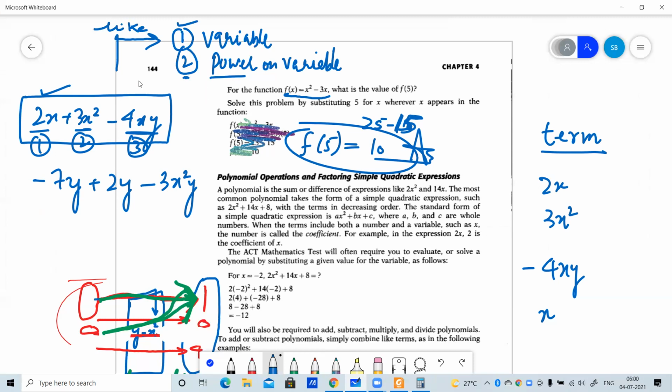Okay, I see. So if it is 2x and 3x squared, well, the variable is same, x and x, but the power is different. Yeah, so they're not like terms. Correct, they are not like terms. So you cannot combine them then. If they are not like terms, you cannot combine them. So we can say that this is a combination of the terms where we are having three terms.